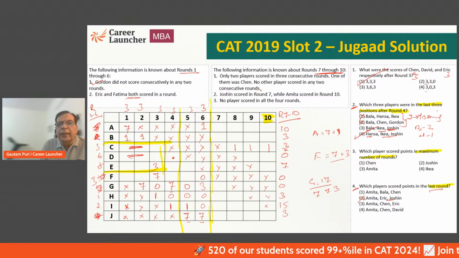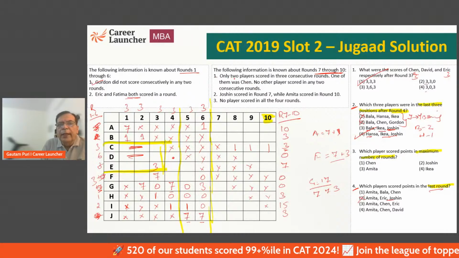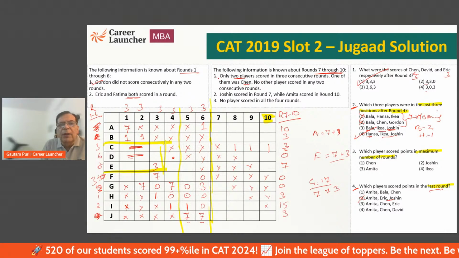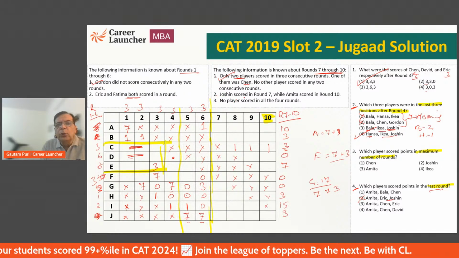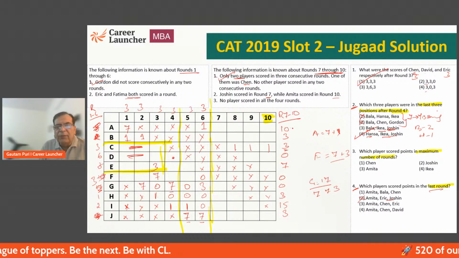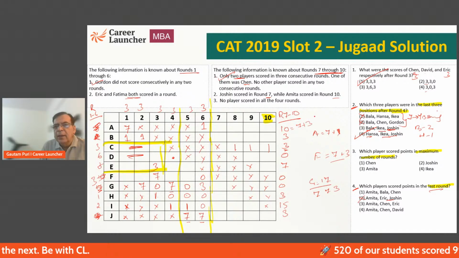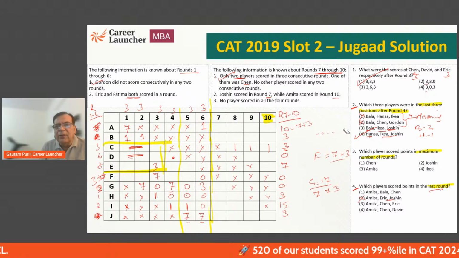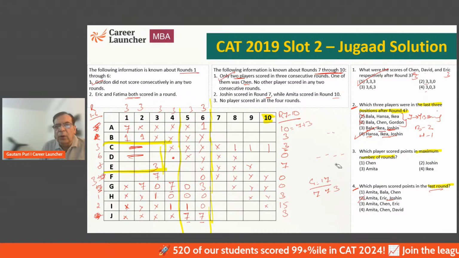No other player scored in 2 consecutive. Only 2 players. One of them is Chen. Who's the other one? We'll find out. Statement 2, Joshin scored in round 7, Amita in round 10. Amita has scored in round 10. 10 will have to be 7 plus 3 because in round 8, 9, 10, point 1 is already taken care of.